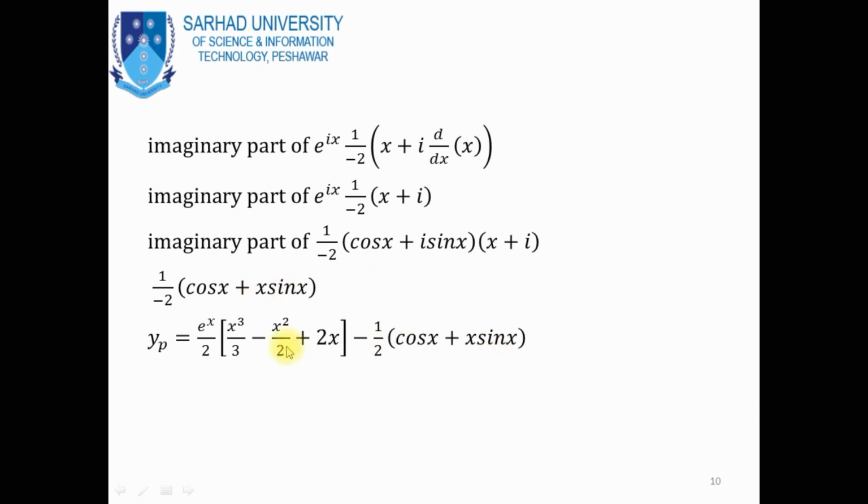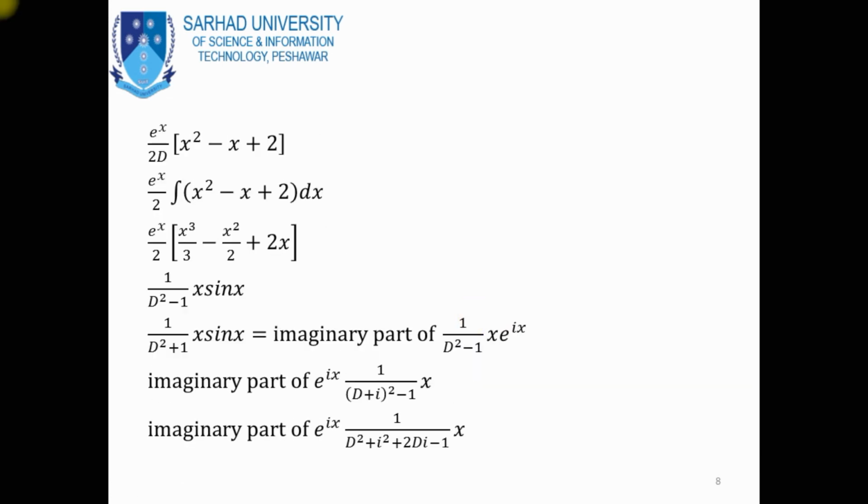So I would like to repeat again, the overall complementary particular solution is equal to e power x divided by 2 into (x cube minus 3 minus x square by 2 plus 2x) minus 1 over 2 into (cos x plus x sin x). So dear students, the conclusion of this video lecture is how to find the particular solution for the non-homogeneous differential equation when the right hand side function f of x is in the form of trigonometric function sine or cos multiplied with a polynomial.